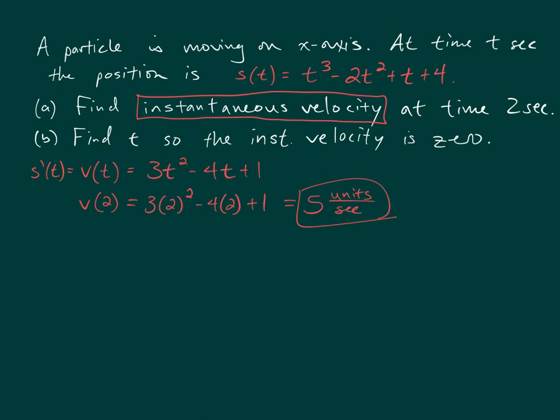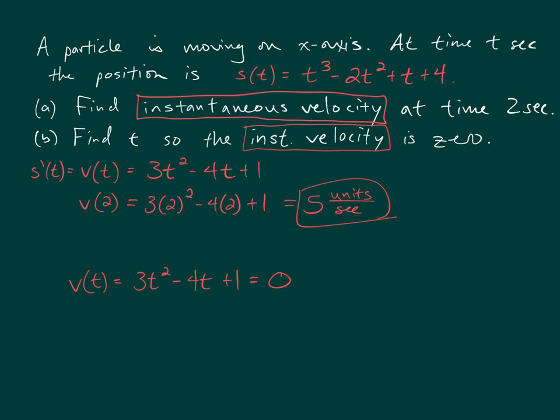Part B asks to find t when the instantaneous velocity is 0. So again, I already know that this means find the derivative, and in this case, this is much like the last example we did. When the instantaneous velocity is 0, we don't know the time. So when I write out the function like this, 3t squared minus 4t plus 1, we don't know the times. We need to solve for the times. So it's a good thing they told us that the velocity is 0. That way we have a number to put here and start solving for t.